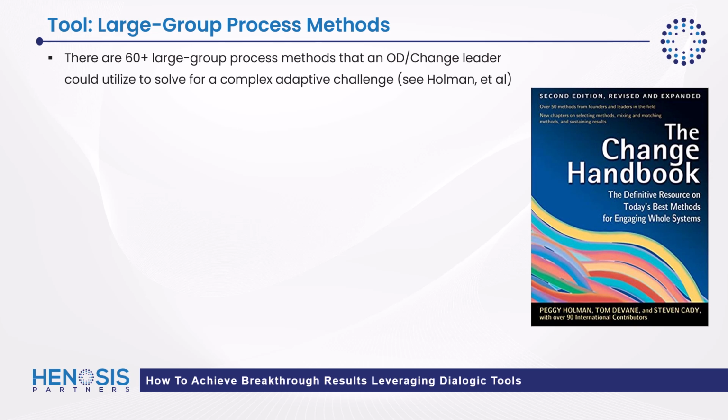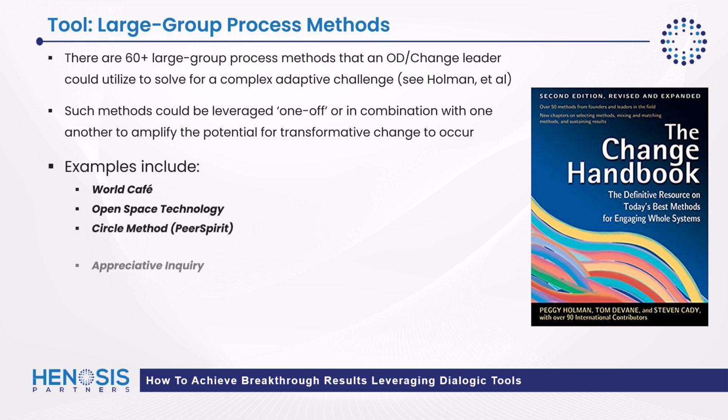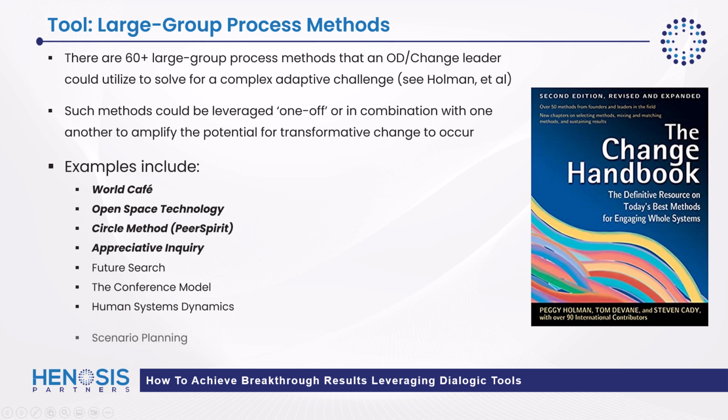complex adaptive challenge. If you're interested in learning more about large group process methods, I would encourage you to read the Change Handbook by Peggy Holman. And such methods can be leveraged either one-off or in combination with one another to amplify the potential for transformative change to occur. Some examples of large group process methods are the following: the World Cafe, Open Space Technology, the Circle Method, Appreciative Inquiry, Future Search, the Conference Model, Human System Dynamics, Scenario Planning, and many, many more.